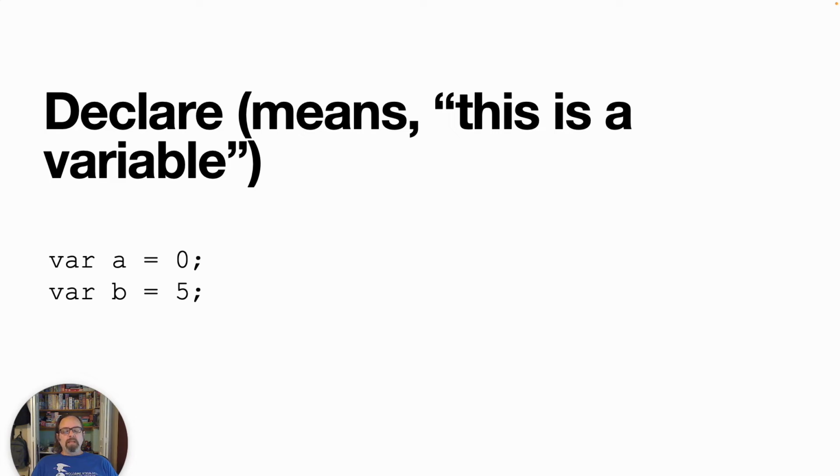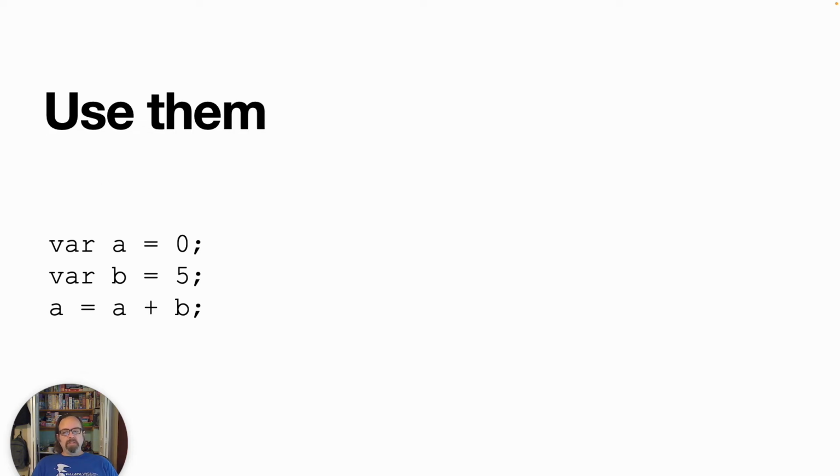So when you write down var, you're actually declaring, and that means you're saying, this thing that's coming after here, A, is a variable. That's how the program knows that it's a variable. And so here we've declared two variables: var A equals 0 and var B equals 5. So now we actually have two variables, and now that we have them, we can use them. This is not a very useful thing or something you would probably do, but you would say A equals A plus B.